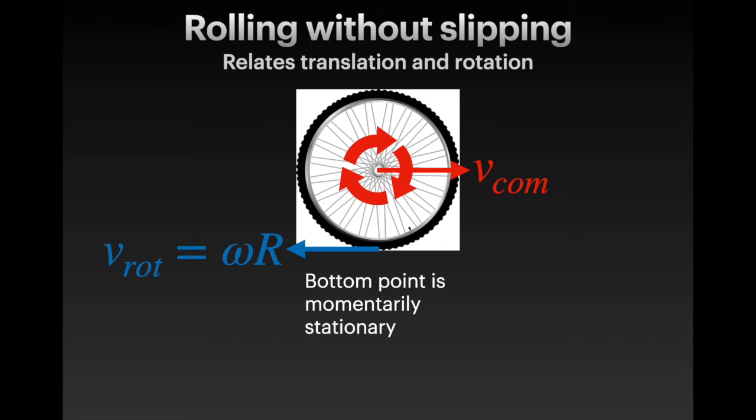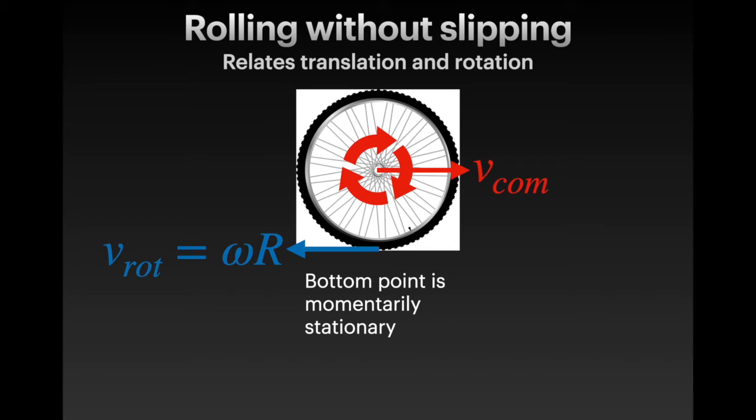So we can figure out that the center of mass velocity, the velocity of the bike, has to exactly cancel out the backward velocity that the bottom part of the wheel gets from the rotation, right? And we can also calculate that rotational velocity based on the angular velocity just by multiplying by the radius of the wheel. So that capital R there is the radius of the wheel.